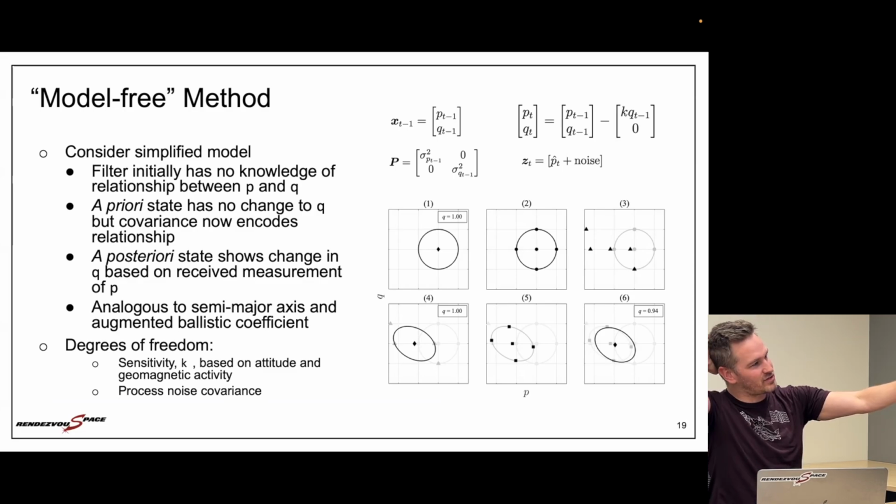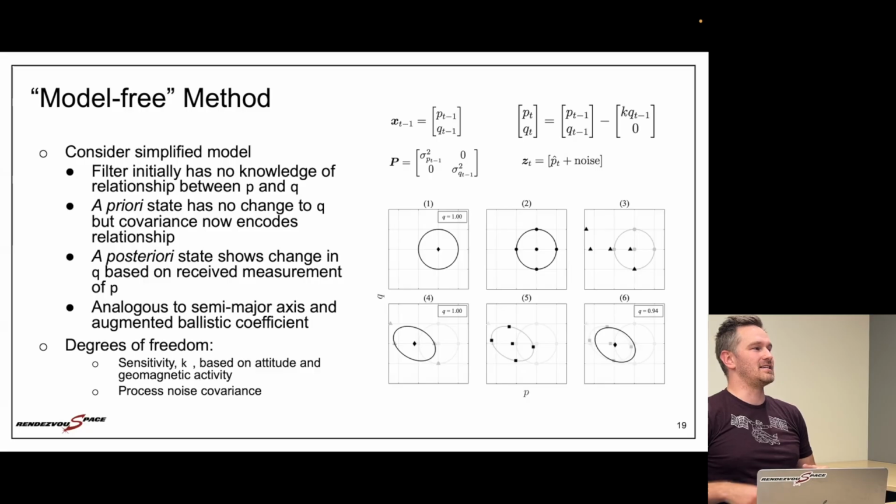Okay, so why do this analysis? Well, basically to illustrate what the degrees of freedom are in this, and there are 2. There's the sensitivity, which is given in this model by K. That's based on attitude, which we control, thankfully, and based on geomagnetic activity, which we don't. And also the process noise covariance, which you can think of as encoding your filter's receptiveness to receiving new measurements.